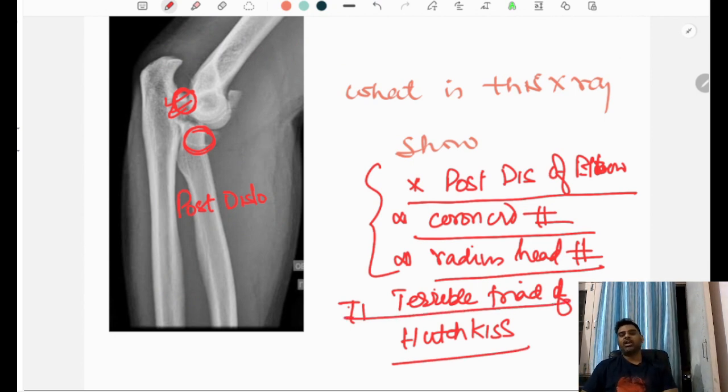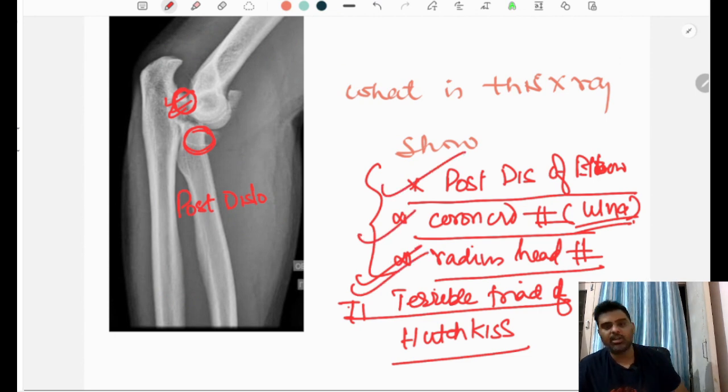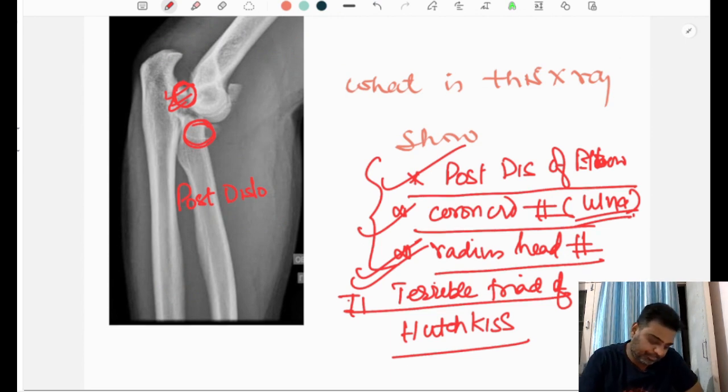So the terrible triad of Hotchkiss is posterior dislocation of the elbow, coronoid process fracture, which is a part of the ulna, and then radial head fracture. This is known as the terrible triad of Hotchkiss. This can be a potential question that can be asked. Okay.